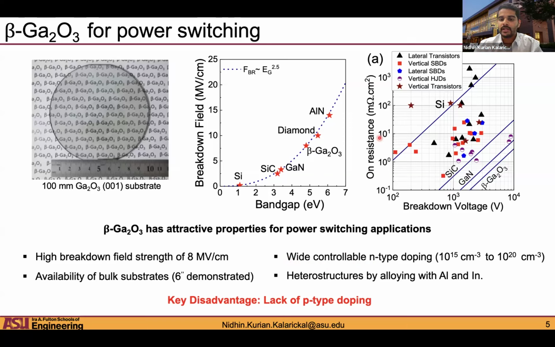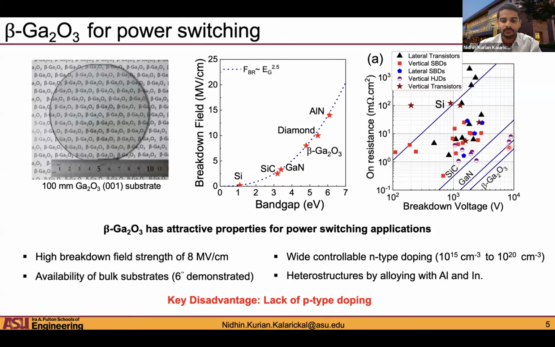On the plot on the right, I'm showing some of the previous reports of gallium oxide in terms of the on resistance versus the breakdown voltage. This includes both diodes and transistors, both vertical and lateral. You can see that for gallium oxide, it's not just promise in terms of theoretical figures of merit. People are actually reporting devices with very good performance, approaching and exceeding silicon carbide. These are not quite large area devices, but they are at least a promising trend in the right direction.